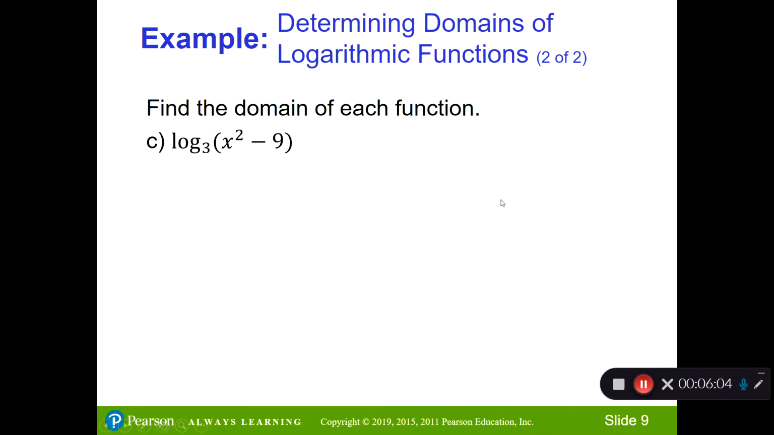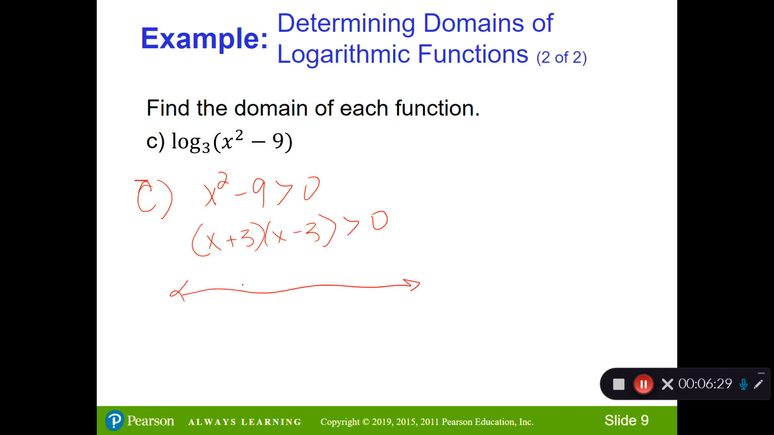Let's find the domain of this one. So we'll do the same thing. We'll start with setting whatever's inside the log greater than 0, and we want to solve that inequality. Well, we know to solve a polynomial inequality with the squaring there, we factor, and this factors into x plus 3 times x minus 3, which has two zeros, one at -3 and one at +3.